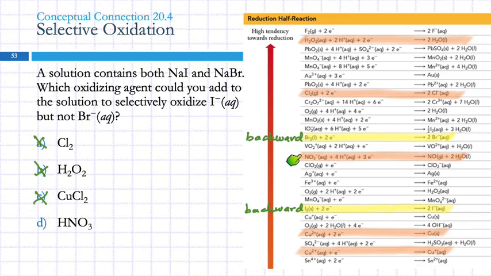We want this one, the nitric acid, because it's above iodide, the one we want it to react with, and it's below bromide, the one we don't want it to react with. Does that kind of make sense?